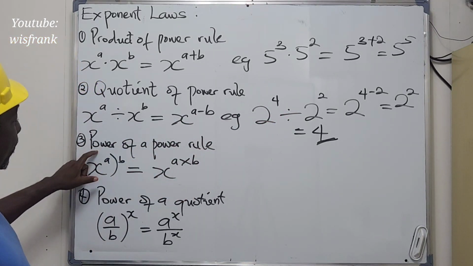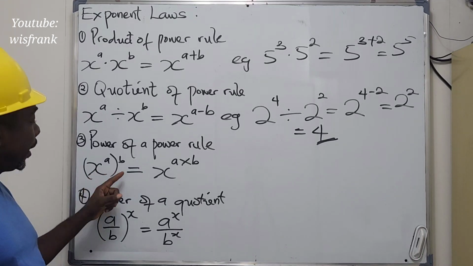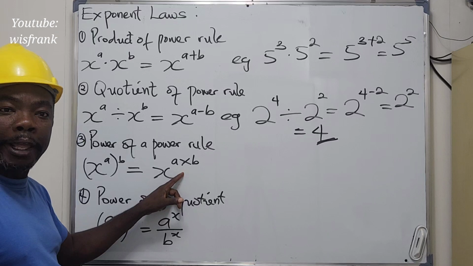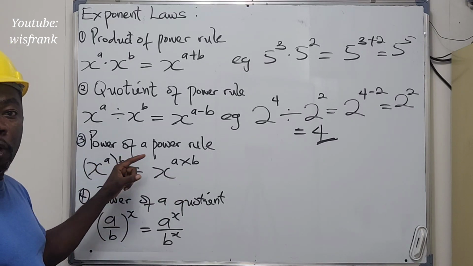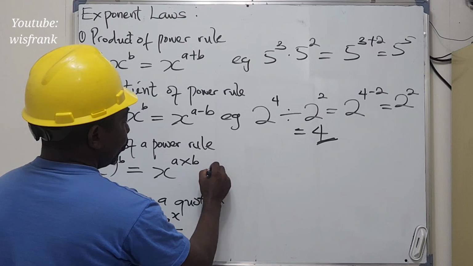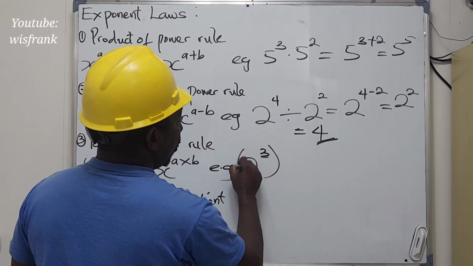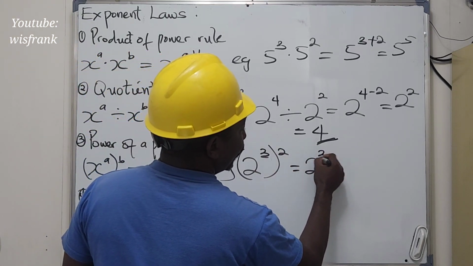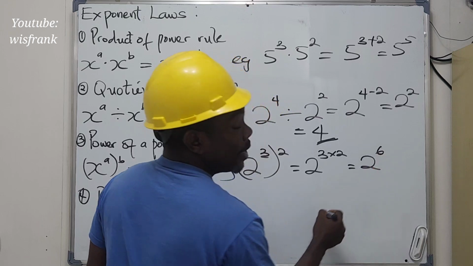The third one, the power of a power rule. When we have x to the power of a, all to the power of b, it simply means x to the power of a times b. We can interchange the power, either a or b. But if we have a situation, let's say, for example, 2 to the power of 3 all to the power of 2, this is the same thing as 2 to the power of 3 times 2, which is equal to 2 to the power of 6.